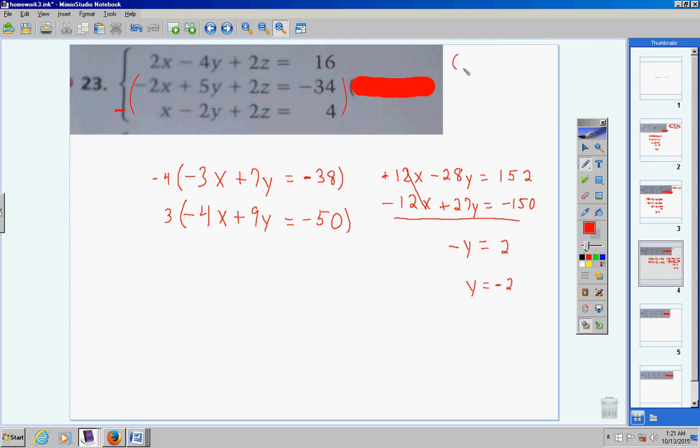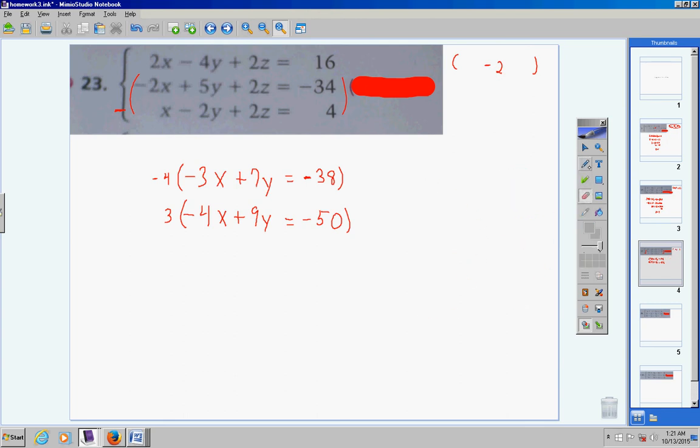So for my answer so far, I know the middle number here, y, is negative 2. Now I can substitute negative 2 in for y for any of these equations. I'm going to use this one here because I have space. So negative 4x, positive 9, parentheses, negative 2 equals negative 50.